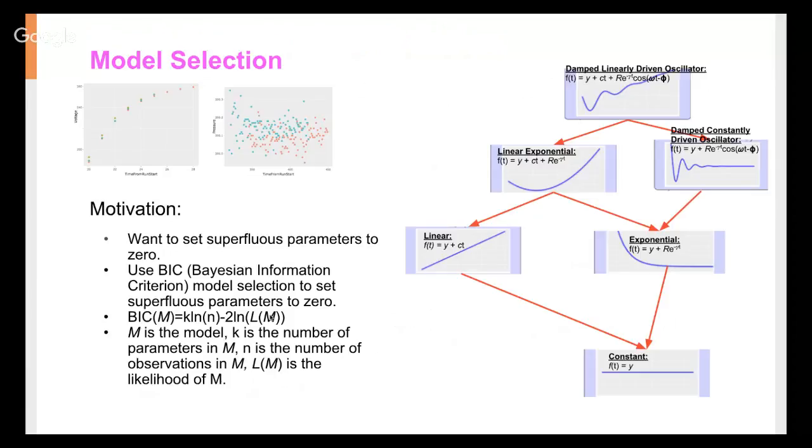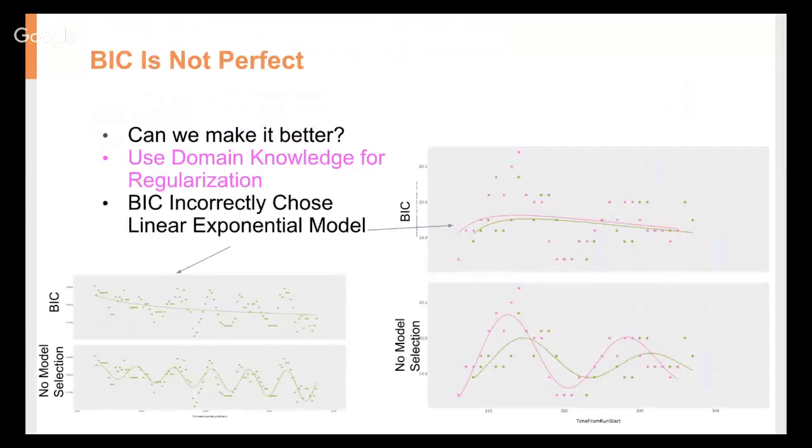So it's essentially penalizing you for having more parameters, and it's encouraging you to have a large likelihood. And we're going to take the model that minimizes that function out of, for us, these 6. And so that's the first level of model selection. But BIC, although it's both empirically and theoretically justified, and it's been used for a long time in statistics, is not perfect. And we can actually make it better by using domain knowledge.